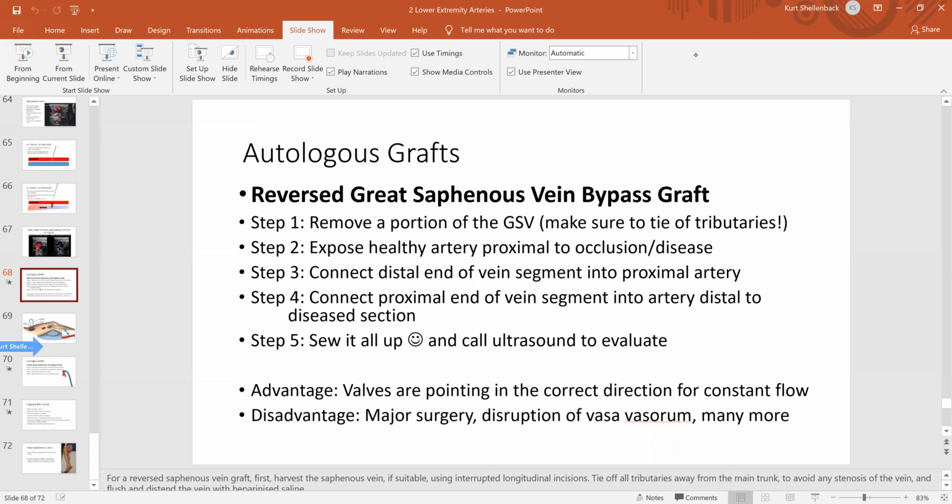The valves are pointed in the correct direction, so you don't need a valvulotome. Disadvantage: major surgery causing disruption of the vasa vasorum and many more issues.